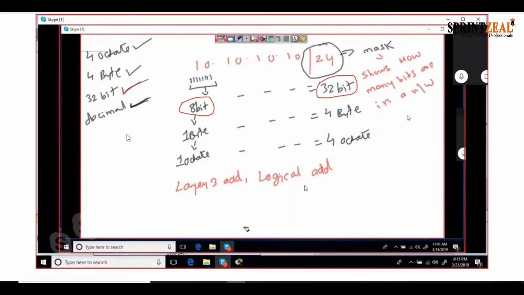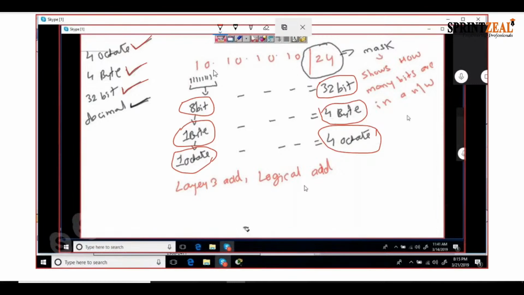So I prove one point: 8 bit is equal to 1 byte. So for one field it is 1 byte, then for 4 fields it is 4 byte. A group of 8 bits is called an octet. So this is 1 octet, and 4 of them is 4 octets, right? And it is a decimal address.